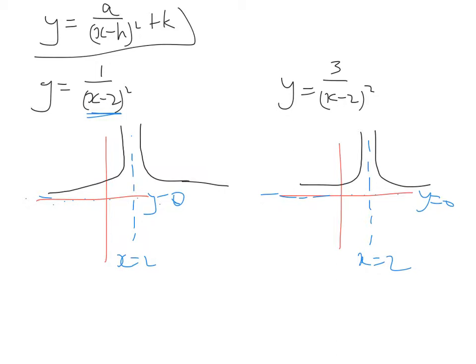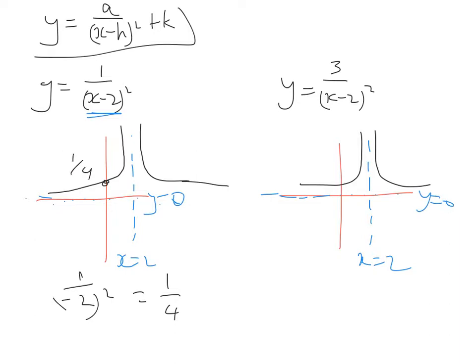y-intercept. So to do that, we let x equals 0. So if we take this here and we let x equals 0, we end up with 1 over negative 2 squared, and that ends up being 1 over 4. So this crosses here at 1 over 4.